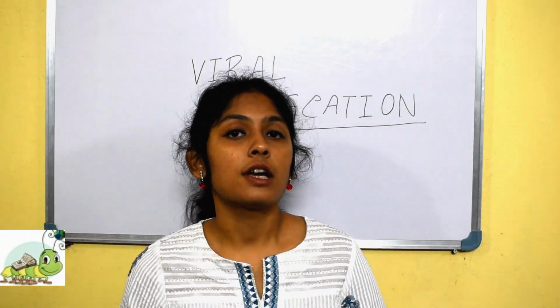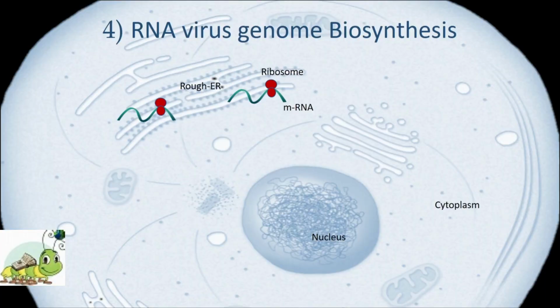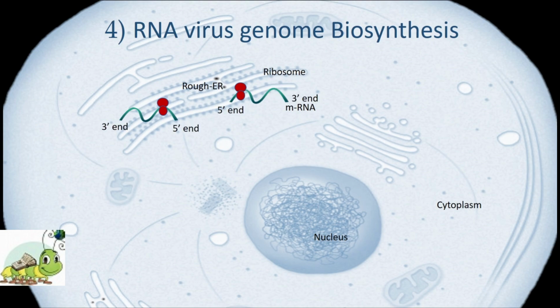So first I am starting with the biosynthesis process of the RNA virus genome. Replication and transcription of RNA viruses are similar processes because the viral genomes are usually either an mRNA, that is plus strand RNA, or a template for mRNA, that is minus strand RNA. At the time of replication and transcription, a double-stranded RNA intermediate is produced.